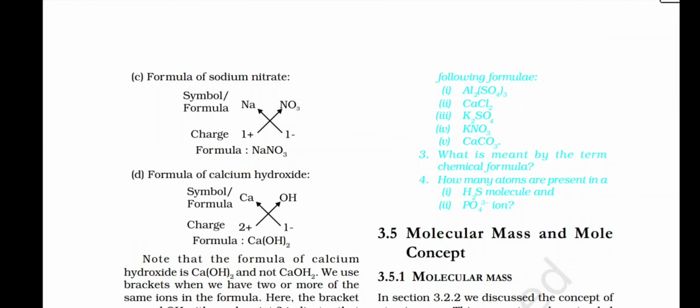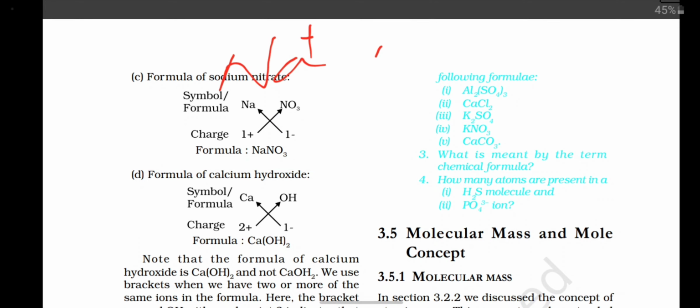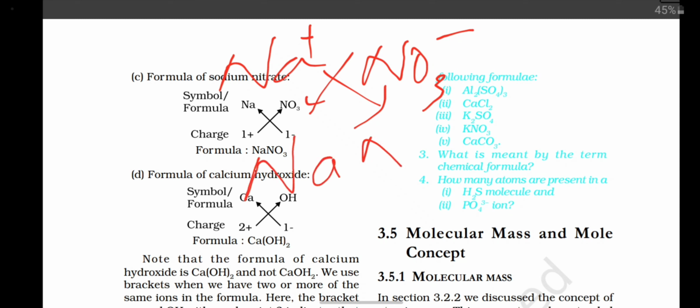Here is the given formula. If I take sodium nitrate, composed of sodium Na plus and nitrate NO3 minus, and I crisscross these two ions, it will form NaNO3. As the charge is 1, we don't need to put a bracket here.